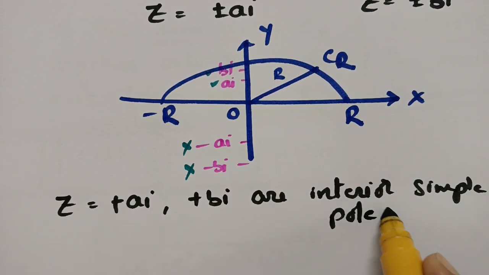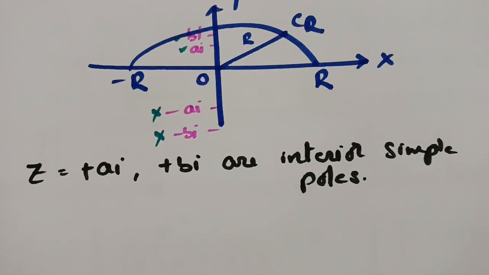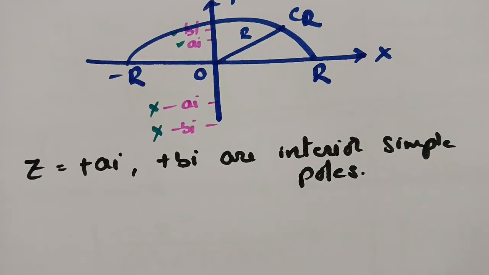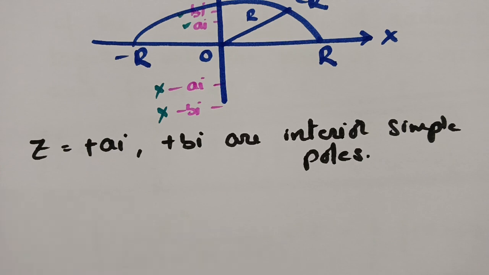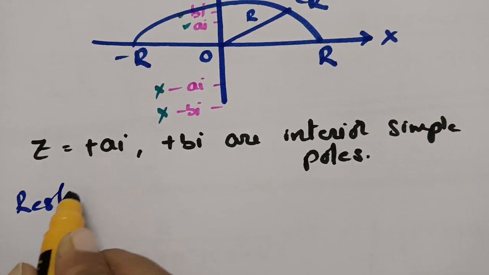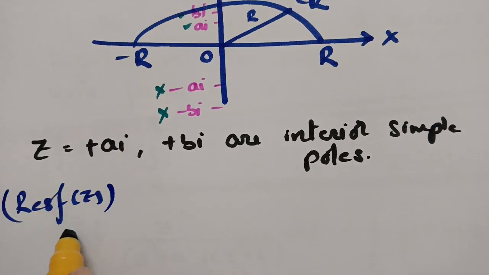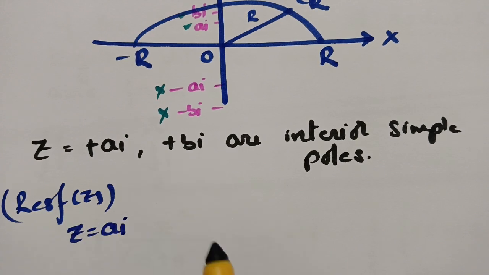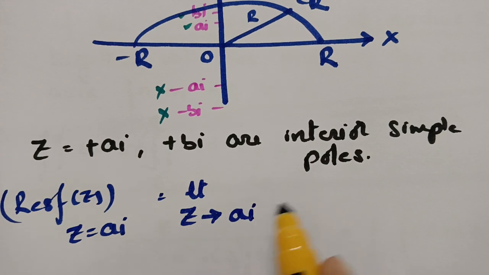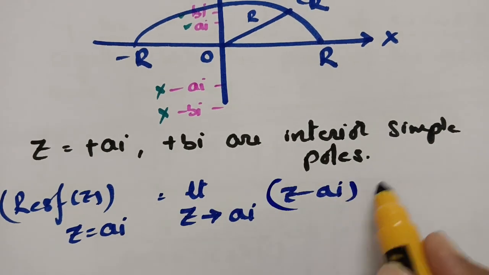So for these simple poles, what do we have to find out? We have to find the residue. For finding the residue of f of z at the interior pole ai, what is the formula? Limit z tends to ai of z minus ai into f of z.